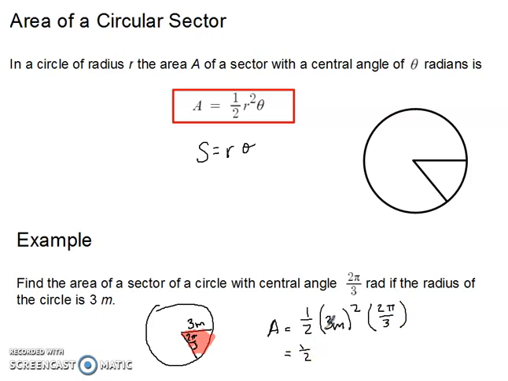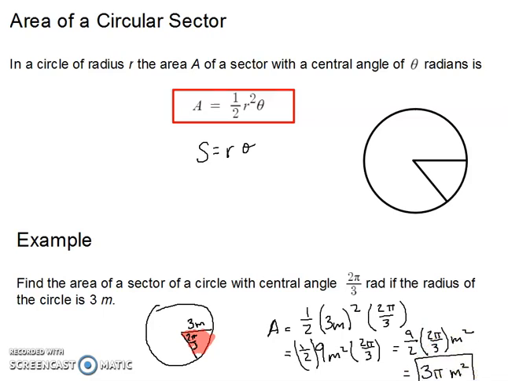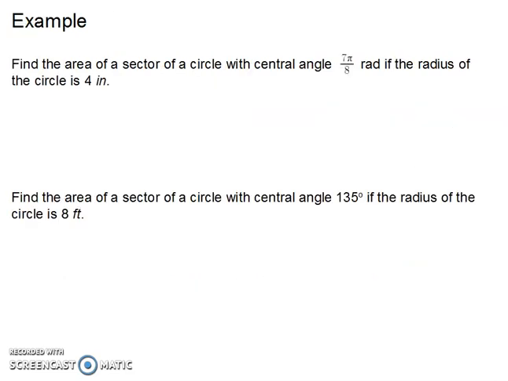So 1/2. 3 meters times 3 meters is 9 square meters, multiplied by 2 pi over 3. 9 times 1/2 is going to be 9 over 2 times 2 pi over 3 square meters, which I can then reduce down to 3 pi square meters. So the area of the sector that is highlighted red is 3 pi square meters. All right, your turn. Go ahead and pause the video and try these couple on your own.